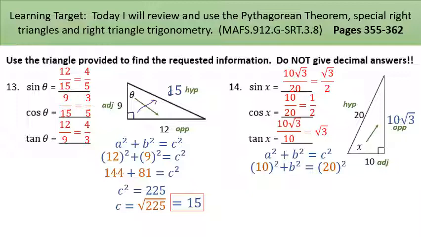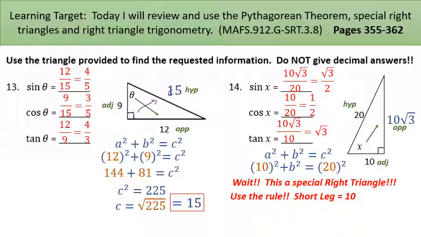Wait a minute, that should trigger something to you. We could do Pythagorean's theorem, 10 squared plus b squared equals 20 squared, just like we did on this previous example on number 13. But if we notice that the small leg is half of the hypotenuse, wait. This is a special right triangle. This is a 30, 60, 90 right triangle.